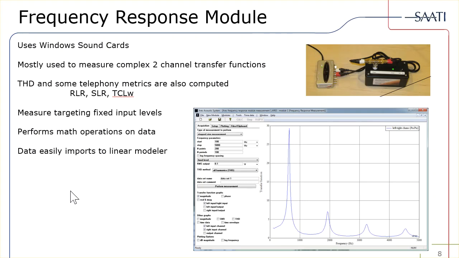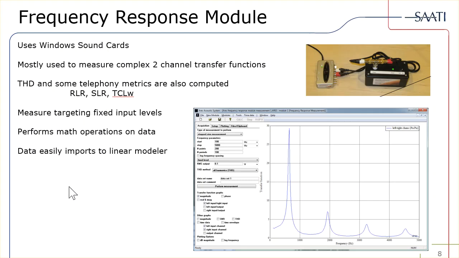Once you've performed various measurements, you can compute a variety of metrics. It'll compute the total harmonic distortion. You can select what harmonics you want the THD to be computed for. It also computes some telephony metrics such as receive loudness rating, send loudness rating, and the echo measurement.